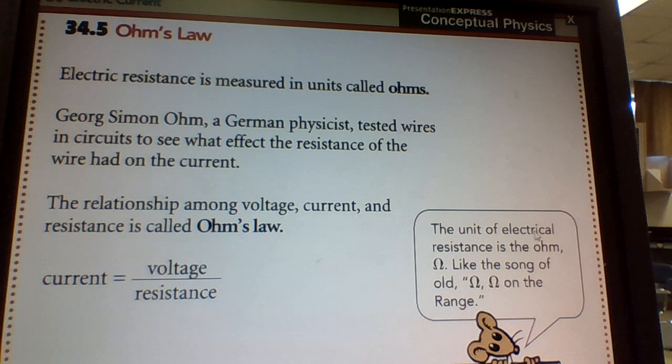resistance. Now, the symbol that we use to show resistance is the Greek letter capital omega. Kind of looks like a two backwards and a two forwards meeting each other. But this is it over here that the book is talking about.